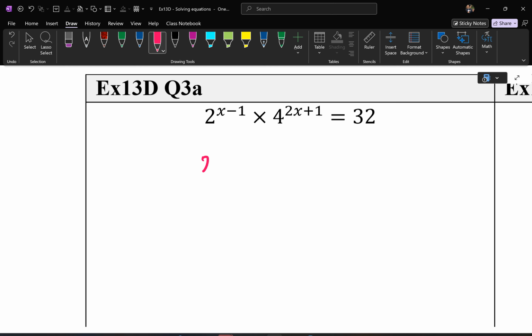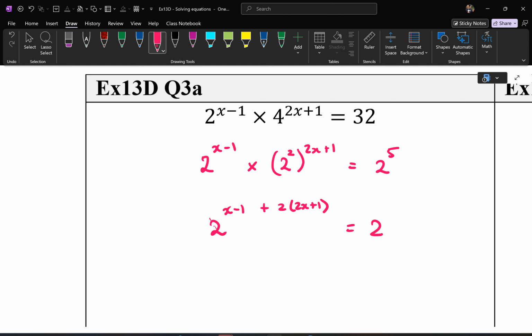Same idea. So I'm going to write now 2 to the power of x minus 1 times, I'd say 2 squared. Notice I'm putting the brackets in. 2x plus 1. And that's 2 to the power 5. Together, rule number 1 says you can add the powers together. So it becomes x minus 1 plus 2 times 2x plus 1. Since the bases are the same, that means the powers must be the same.